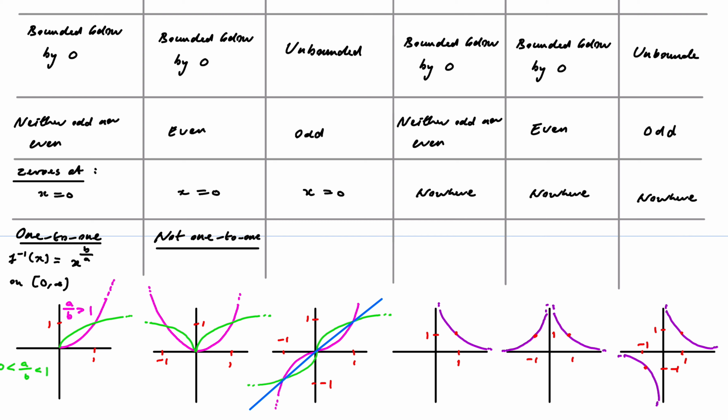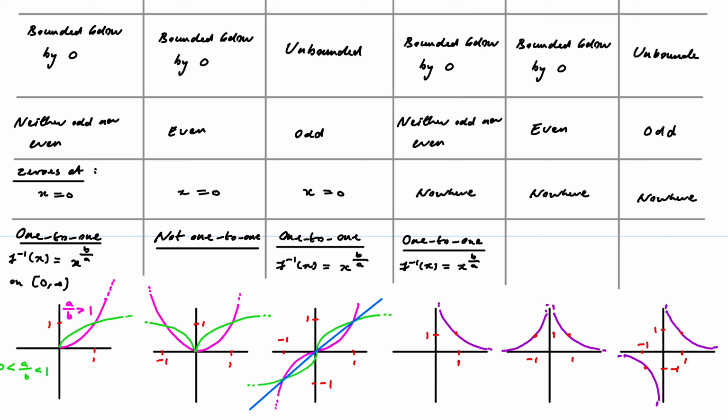Next guy is 1-to-1 by the horizontal line test, and the inverse is nice and simple. We don't have any issues here to do with restricting domains. It's x to the b divided by a. It's kind of neat. Next one, same story, we've got to be careful. This is 1-to-1. And the inverse is always kind of what you expect it to be. It's x to the b divided by a.